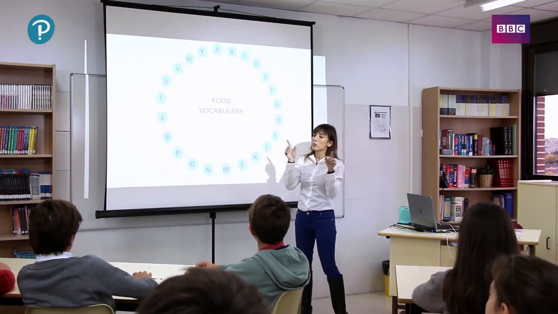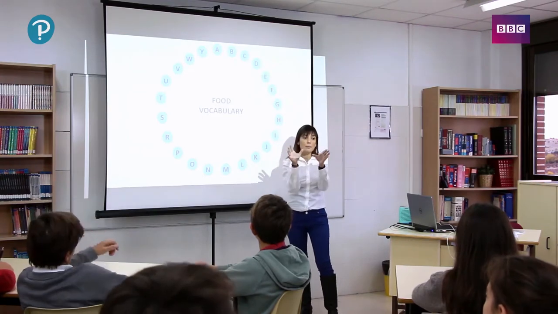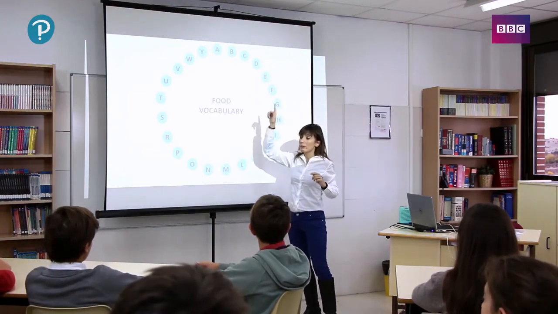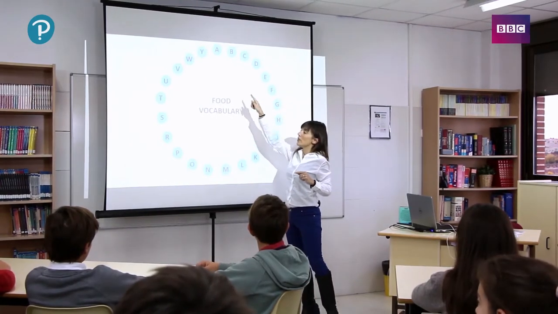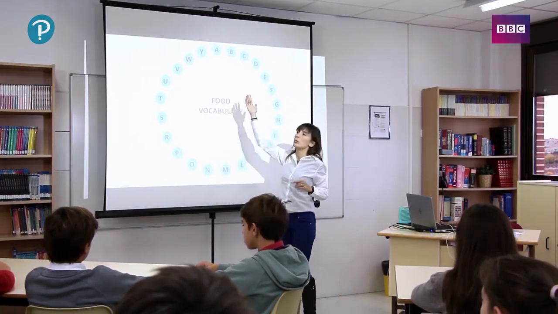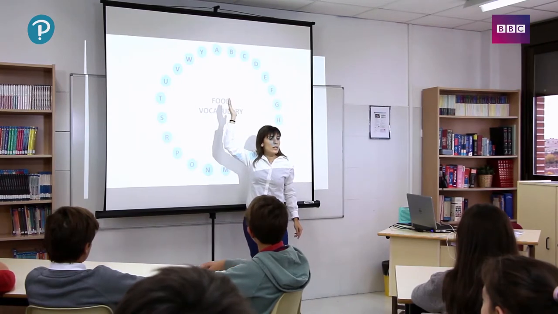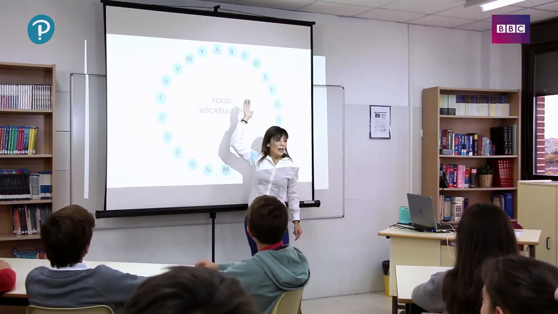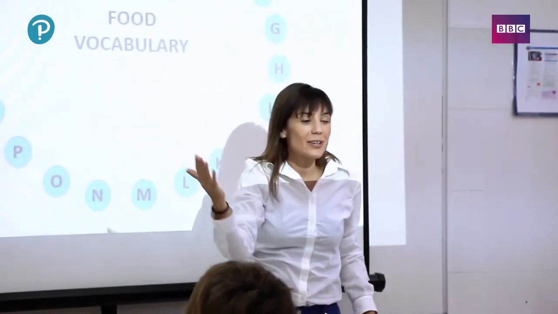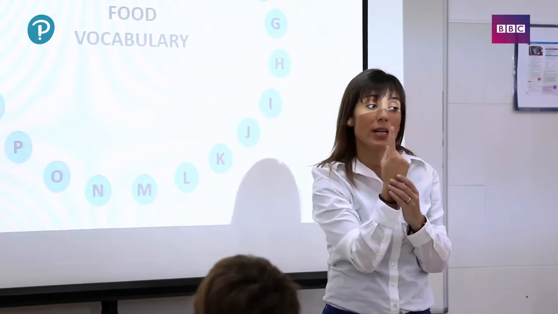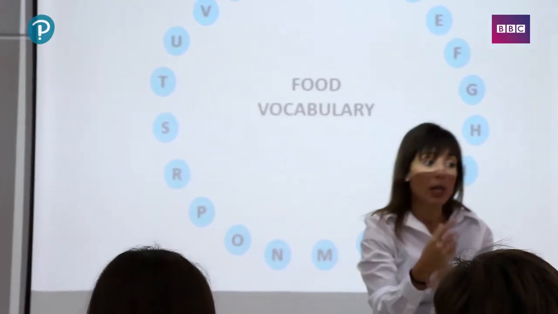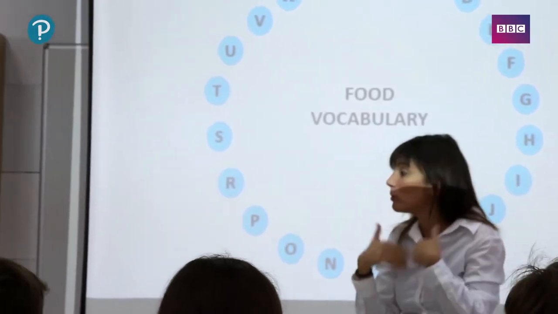Okay, so we're going to work in groups, and I'm going to give you 5 minutes to write as many words as you can remember, okay, starting with these letters. Okay, so for example, with A, what food can we say? Apple. What else? Avocado. Okay, very good. With B? Broccoli. Broccoli, very good. Okay, so this is what you have to do. You only have to write one, okay? One word. If you have more time, you'll write more.